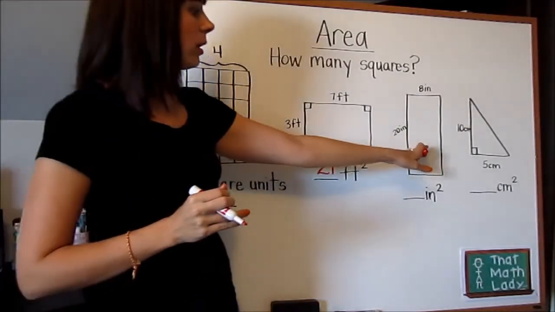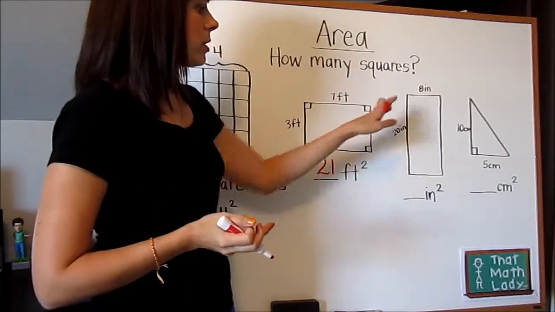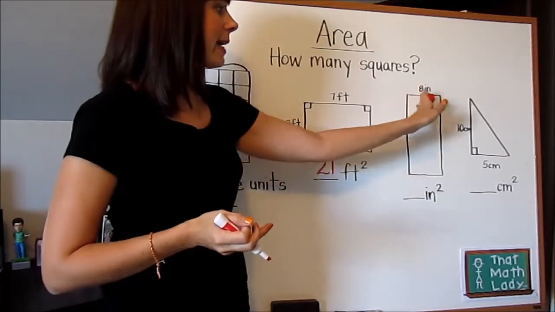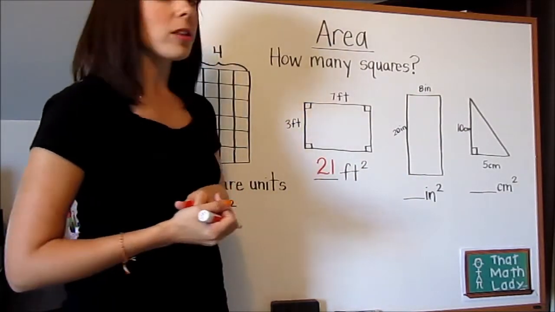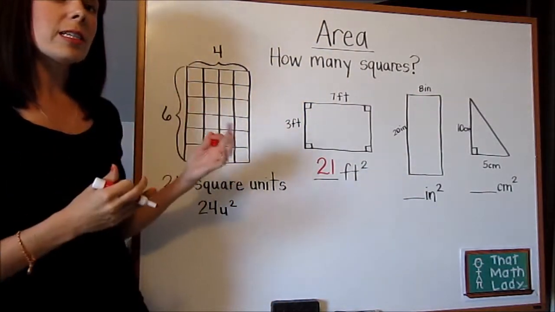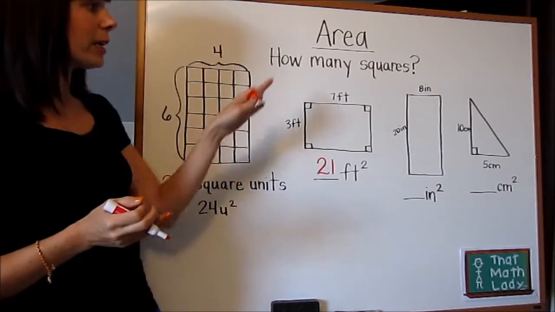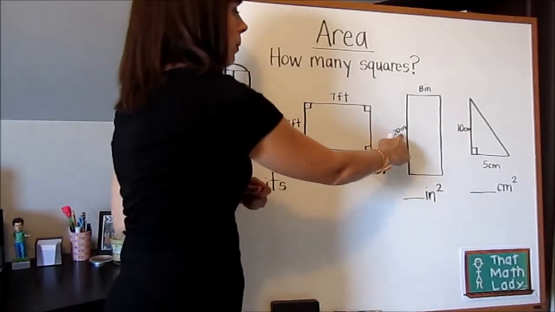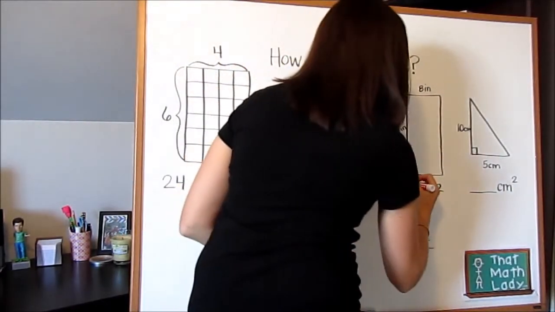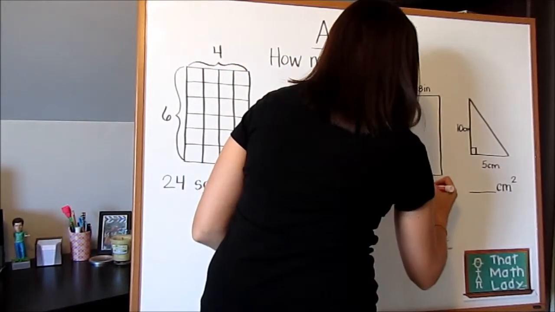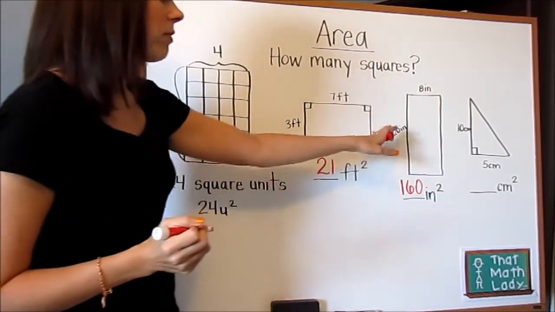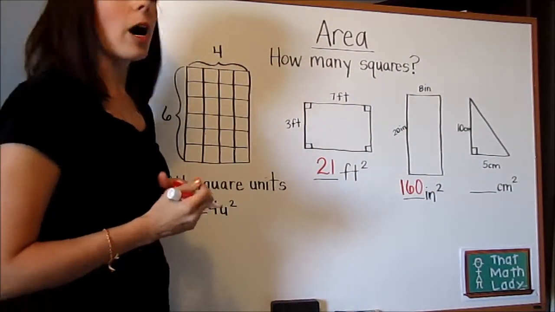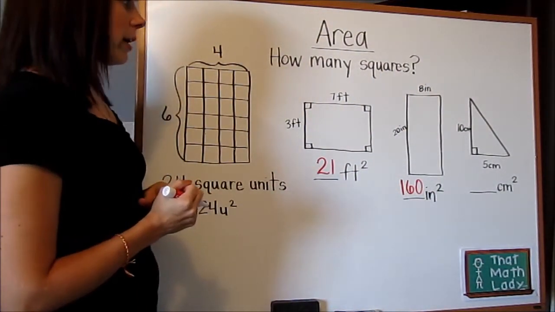And this next one, also a rectangle, is 20 inches by 8 inches. So to figure out what the area is of that rectangle, I'm going to multiply 20 times 8. I know 2 times 8 is 16. I'm going to put the 0 on to make it 160 inches squared. So the area of that rectangle right there is 160 inches squared.